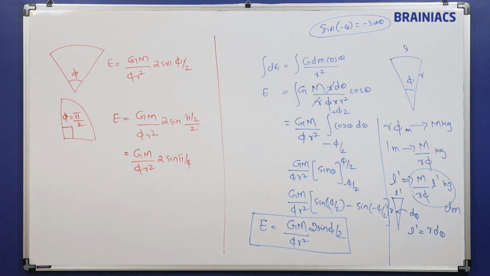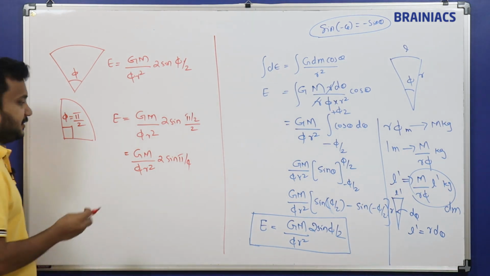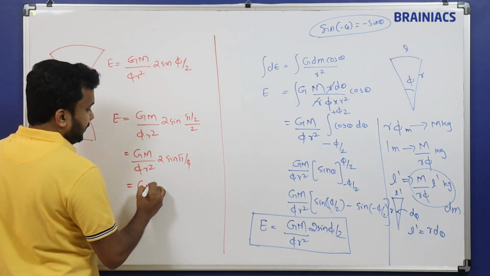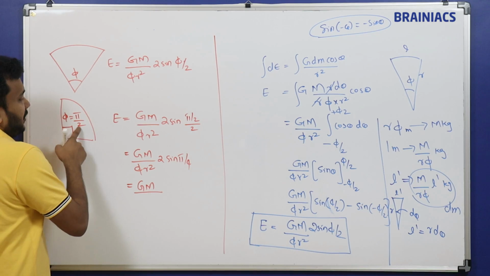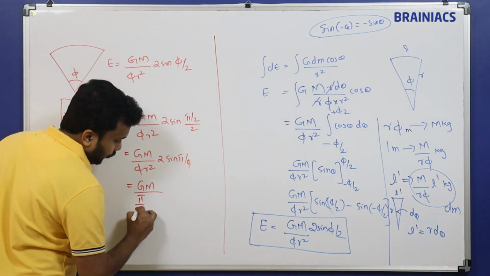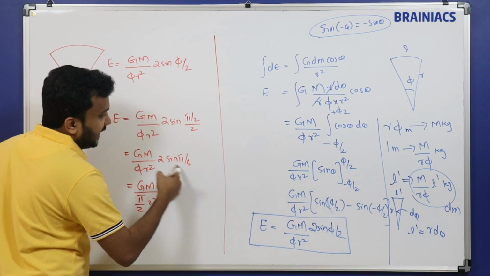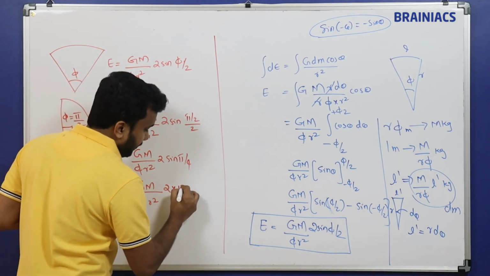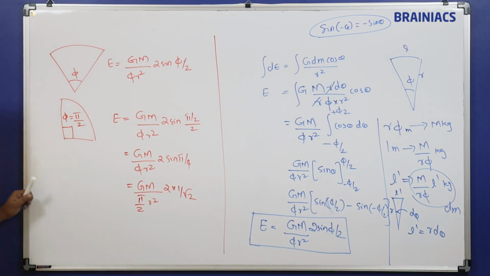If you are substituting 2 sine of π by 4, which means what? π by 4 is 45 degrees. So we'll substitute again: GM divided by, here also φ, what is the value of φ? π by 2 r square, 2 sine 45. What is the value of sine 45? It is 1 by root 2.